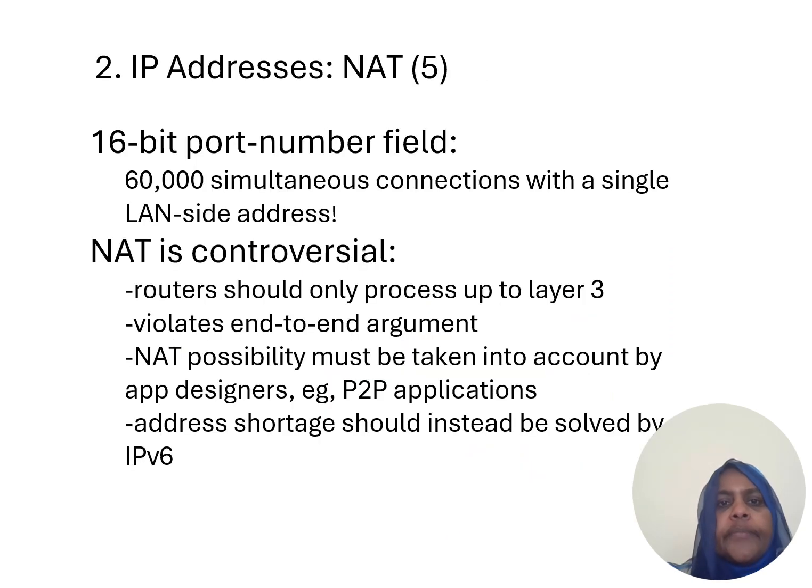With the 16-bit port number field, it's possible to have up to 60,000 simultaneous connections with a single LAN address. But still, NAT is controversial because routers should only process up to layer 3, while in NATing they process up to layer 4. NATing is also problematic for app designers, for example, people-to-people applications, and the address shortage should instead be solved by IP version 6 instead of NATing.